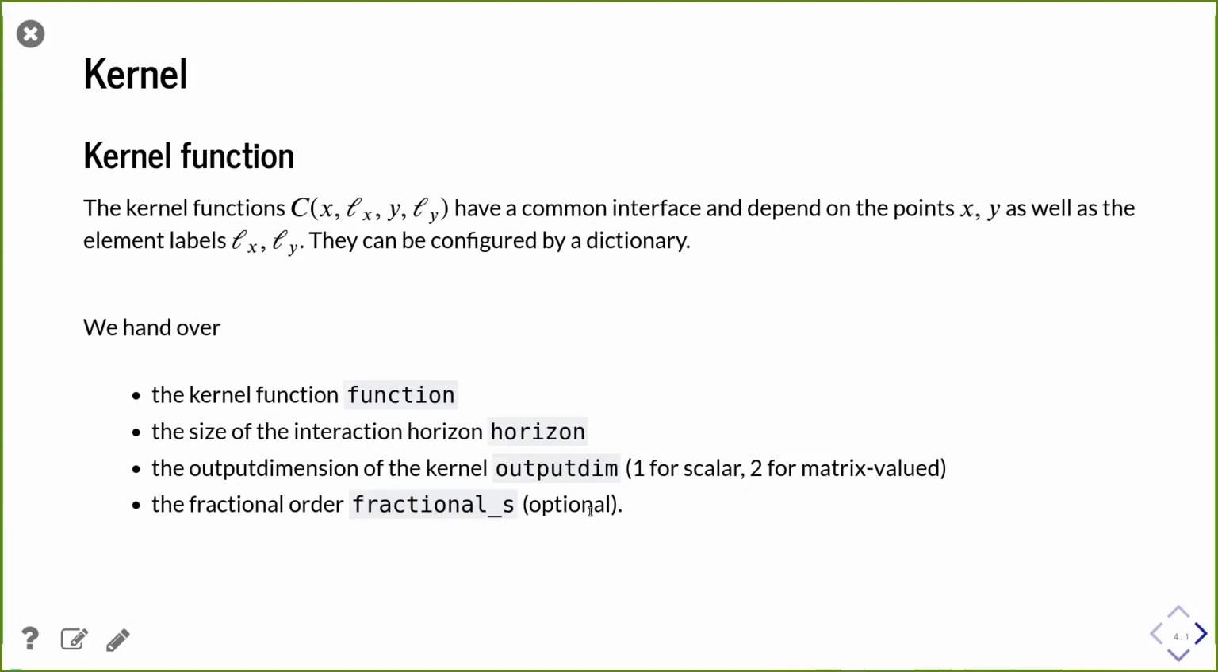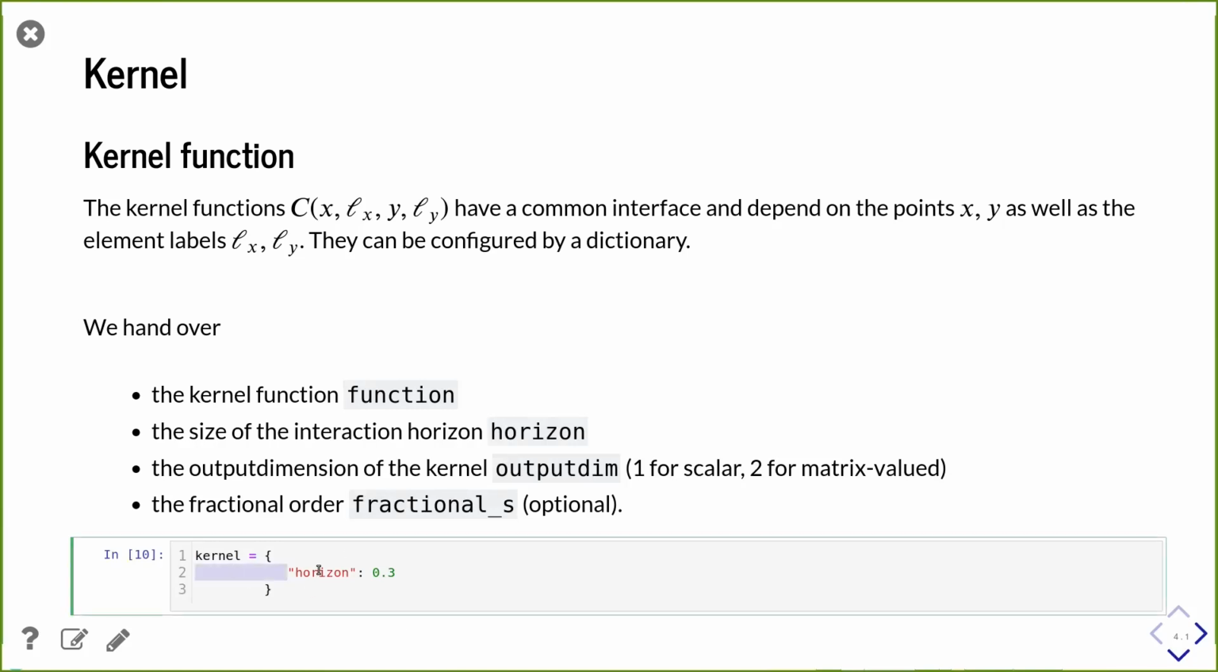The fractional order is an optional setting. This makes sense only for fractional type kernels. There you put the order S of that fractional type kernel as an option. So this is how it looks. We start setting this kernel dictionary now, and you see here that we set the horizon to 0.3. Good, so that's the first ingredient.